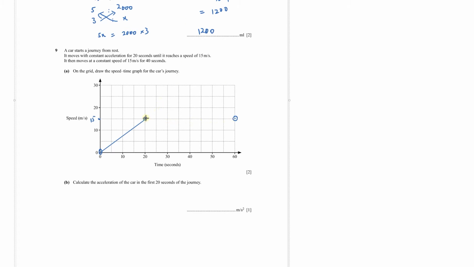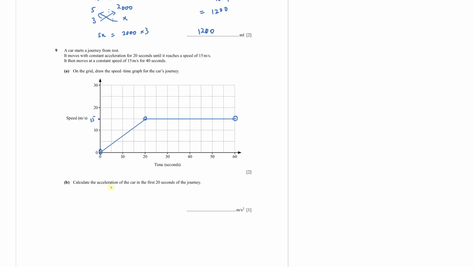So this will be another straight line where the car continues to move at 15 meters per second for another 40 seconds. So let me connect this from this up till this point. So this will be your graph. Constant acceleration for the first 20 seconds and then constant speed for the next 40 seconds.